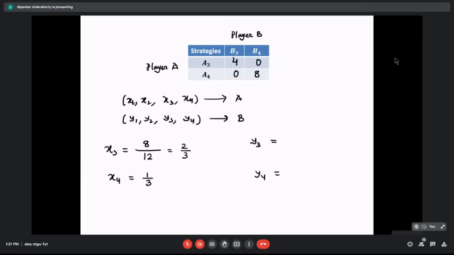y3 means we are going to eliminate that row. We are going to consider this column, eliminate this column, B3 column, and we are going to consider this B4. So it is going to be 8 minus 0 divided by 12. That is again going to be 2 by 3, right? And y4 will come as again 1 by 3.